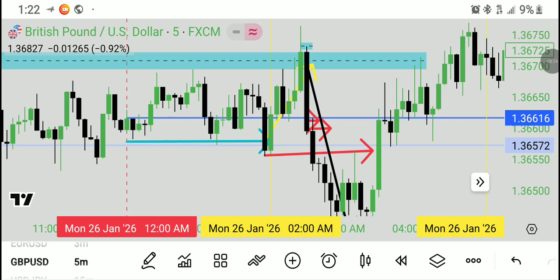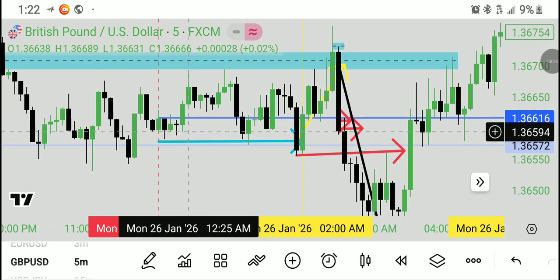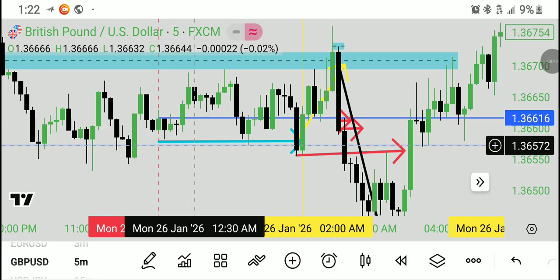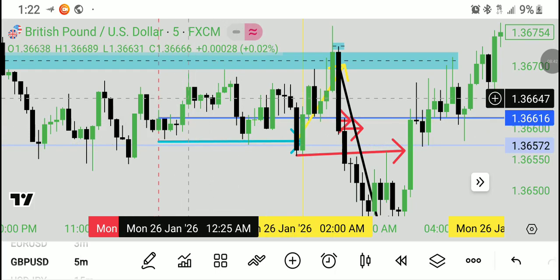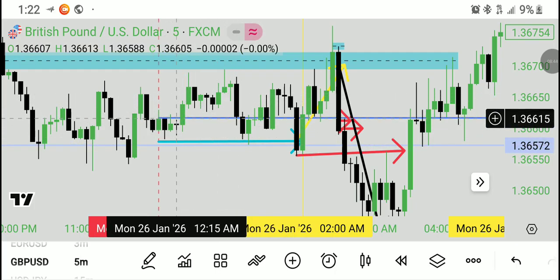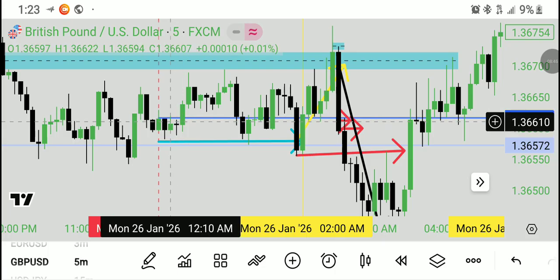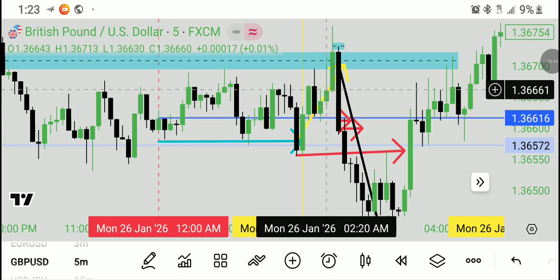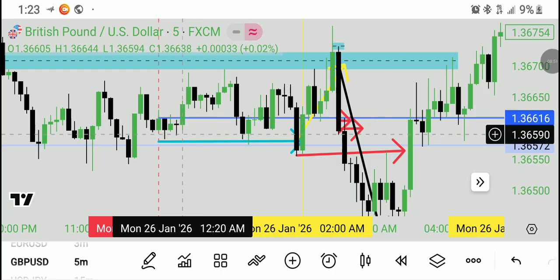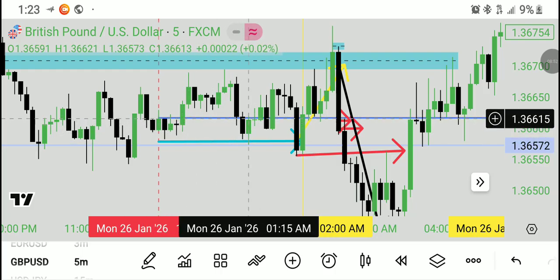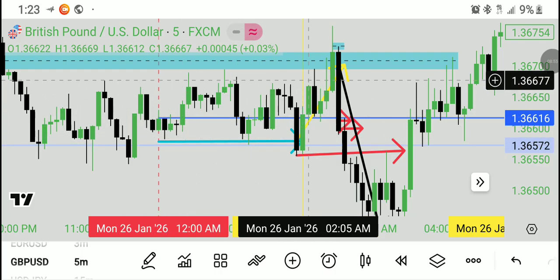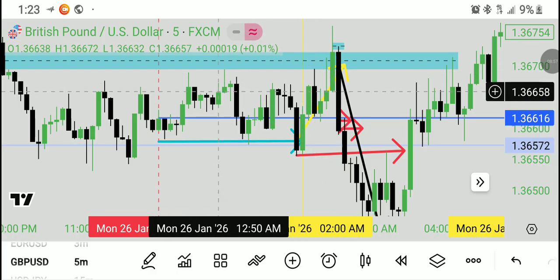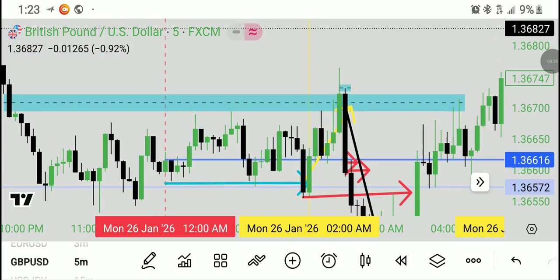Accommodation. Here it's chopping a lot of people. Here from 12 a.m. they start accommodating, chopping people. You can see there is no interesting movement here. If you pick your entry here, they will take it out with this swing low. If you pick your entry here, they will take it out with this swing low. If you pick long here, they will take it out with this high. You can see there is not a lot of movement.